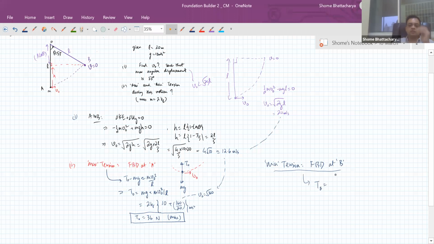So let's see. It will come as some component of mg. So just work it out. You know that angle is 53 degrees, as you can see. Very good, Naman. That's correct.